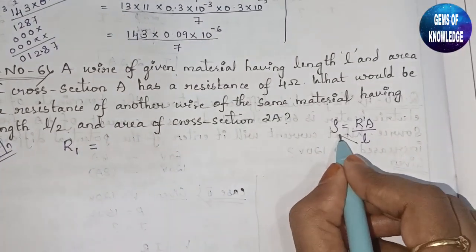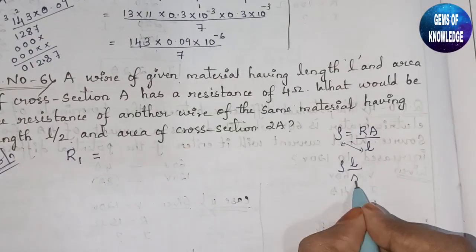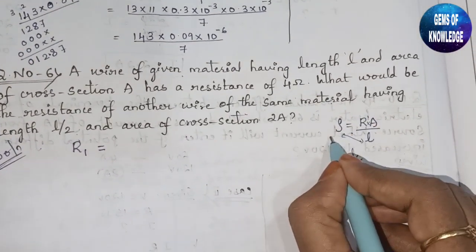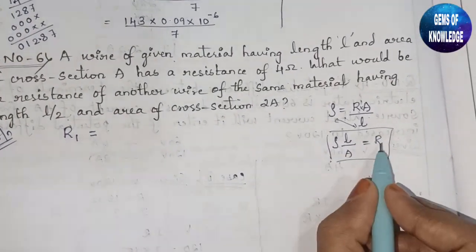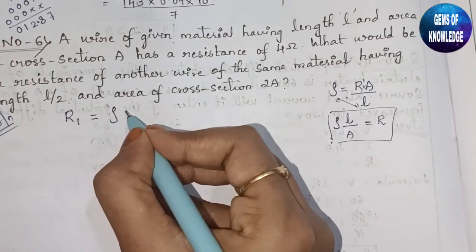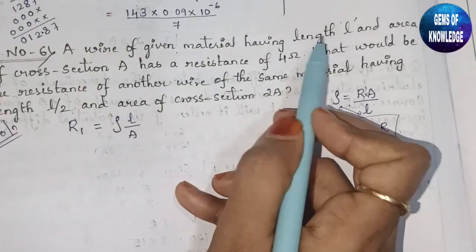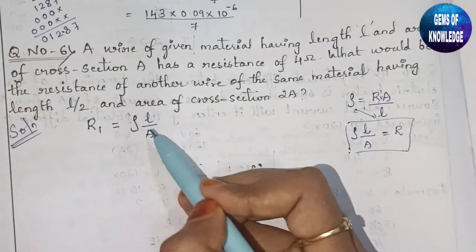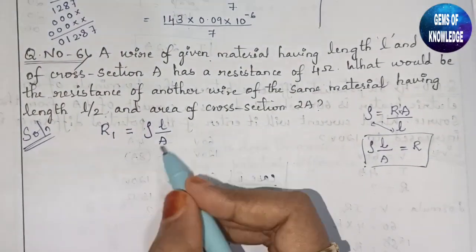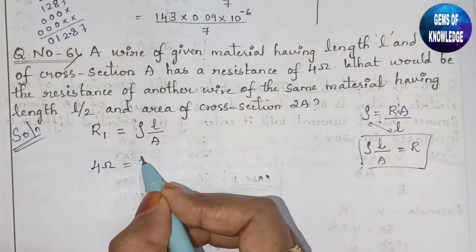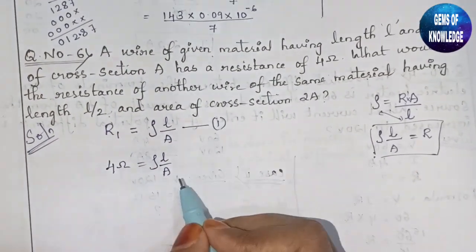So what we will do? Cross multiply this. It will become rho L divided by this A. Since this is here multiplied, when it comes to this side, it will become divide. So which is equals to R. Now the formula of R here is like this. R1 is equals to rho L by A. Okay. Now they have given length is L itself. Area of cross section is A itself. And the resistance they have given as 4 ohms. So our R1 is 4 ohms, which is equals to rho L by A. Okay. What we will consider? We will consider this as equation 1.